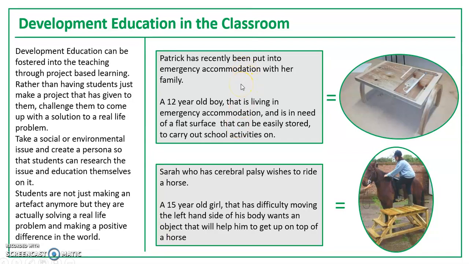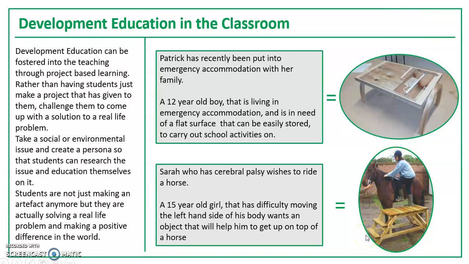Patrick has recently been put in emergency accommodation. That's the problem statement, and then the problem brief is down here: a 12-year-old boy that is living in emergency accommodation and is in need of a flat surface that can be easily stored, to carry out school activities. And here's an example of what could be made: a flat surface that can be packed away because they're in emergency accommodation. And then down here we have Sarah, who has cerebral palsy but wishes to ride a horse. So you could make some sort of step that could help that person.